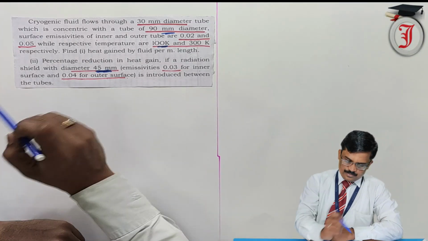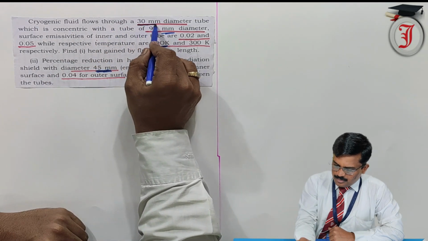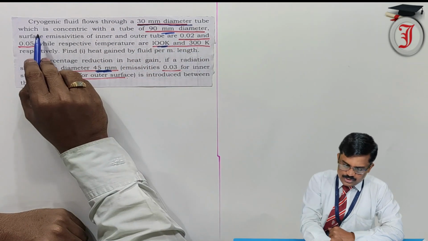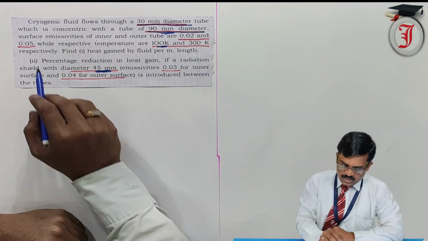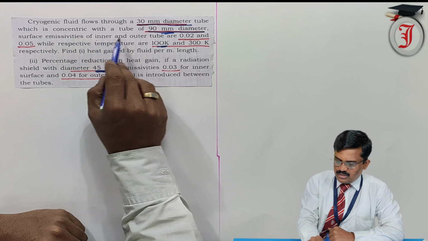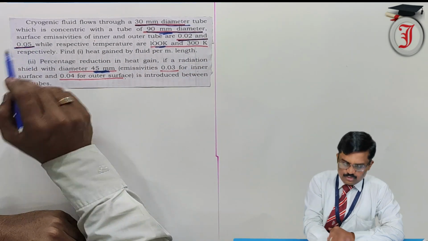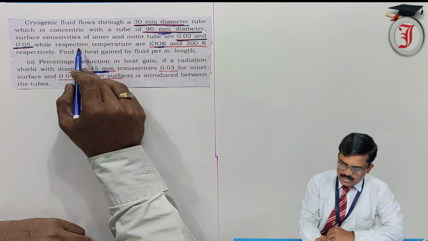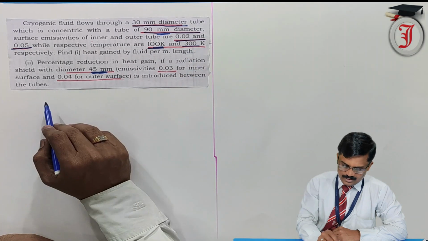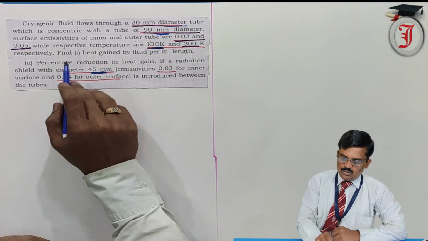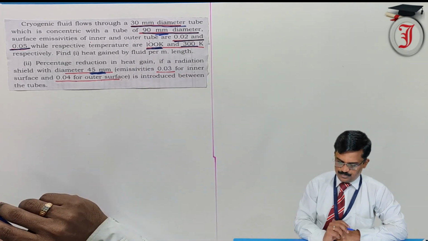The numerical is: a cryogenic fluid flows through a 30 mm diameter tube which is concentric with a tube of 90 mm diameter. Surface emissivities of the inner and outer tubes are 0.02 and 0.05, while the respective temperatures are 100 Kelvin and 300 Kelvin. Find the heat gained by the fluid per meter length.